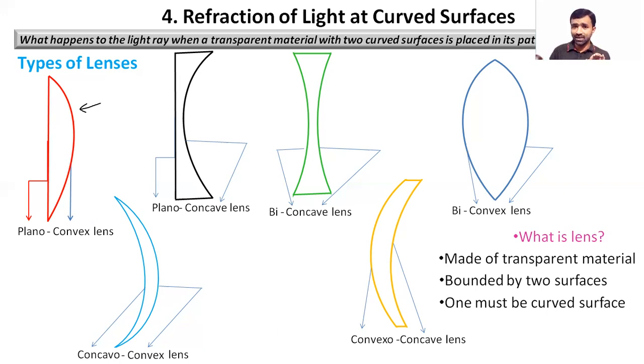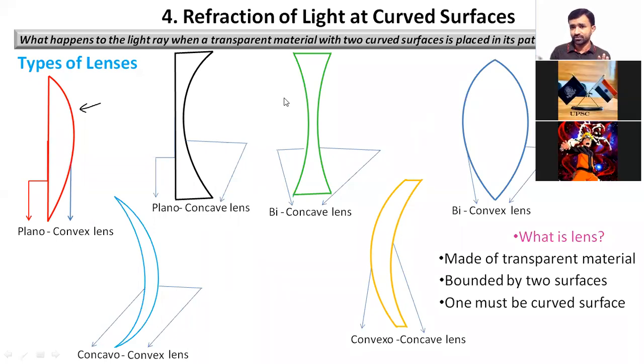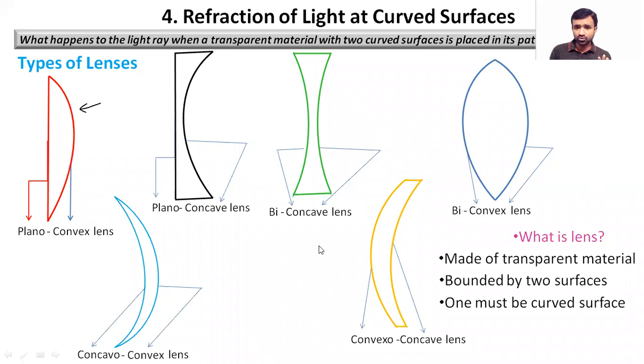So here, especially in this lesson, we are not dealing with all the lenses. We are only dealing with the double concave and double convex lens. Clear? Are there any doubts in the types of lenses? So no doubt. Okay, let us move to another topic.